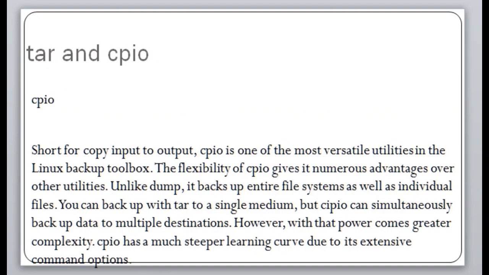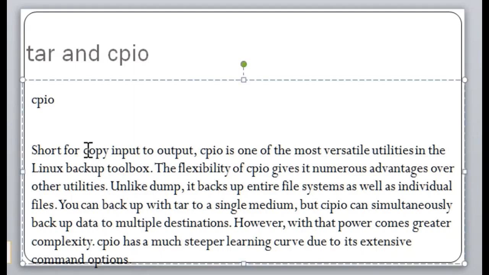So let's go ahead and look at CPIO here. CPIO is short for Copy Input to Output. CPIO is one of the most versatile utilities in the Linux backup toolbox. The flexibility of CPIO gives it numerous advantages over other utilities. Unlike dump, it backs up entire file systems as well as individual files. You can back up with tar to a single medium, but CPIO can simultaneously back up data to multiple destinations, okay? So this gives it a lot more versatility than tar.